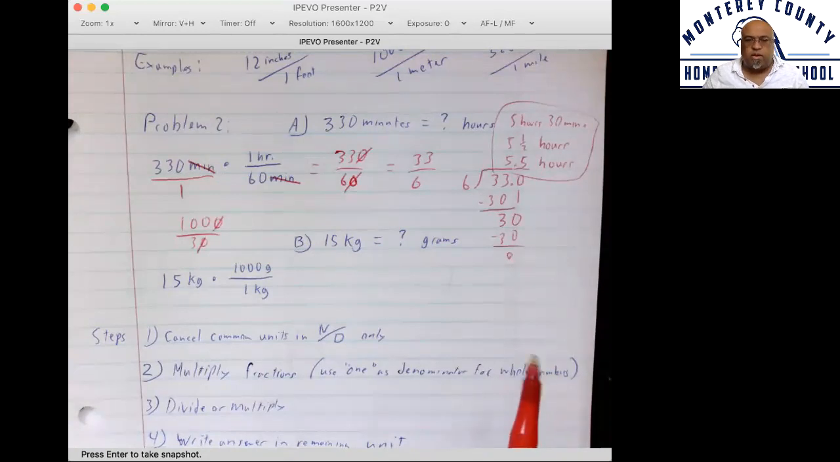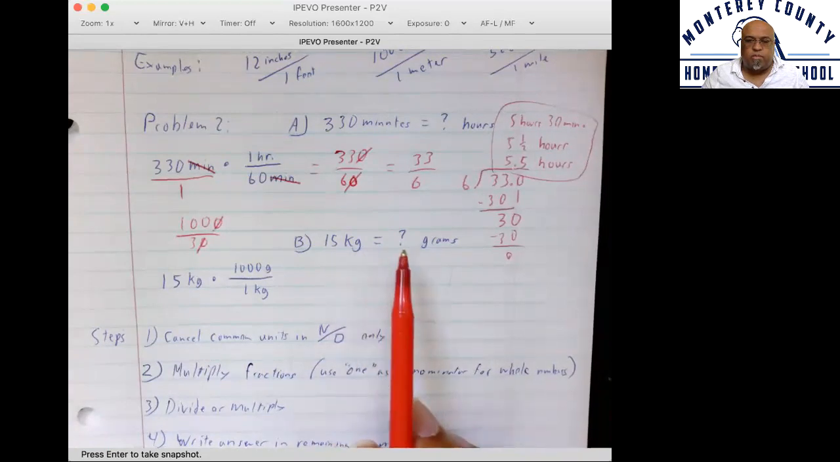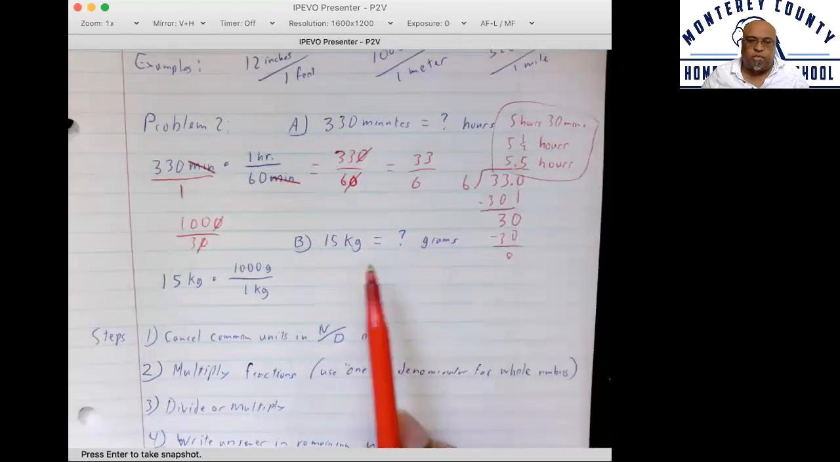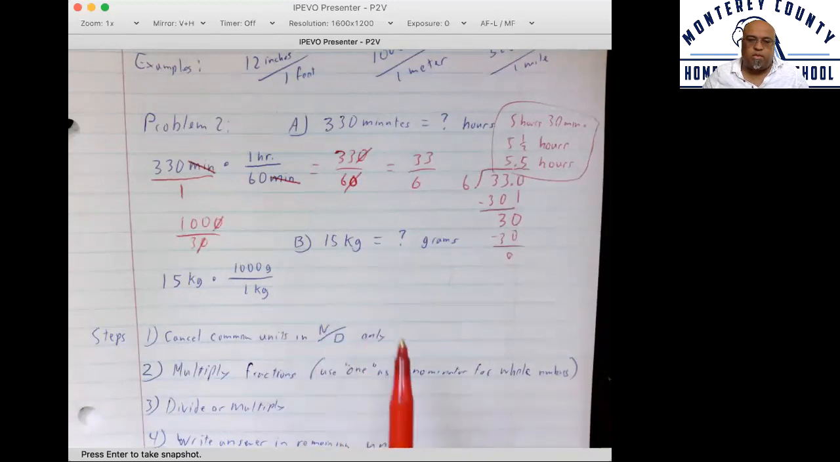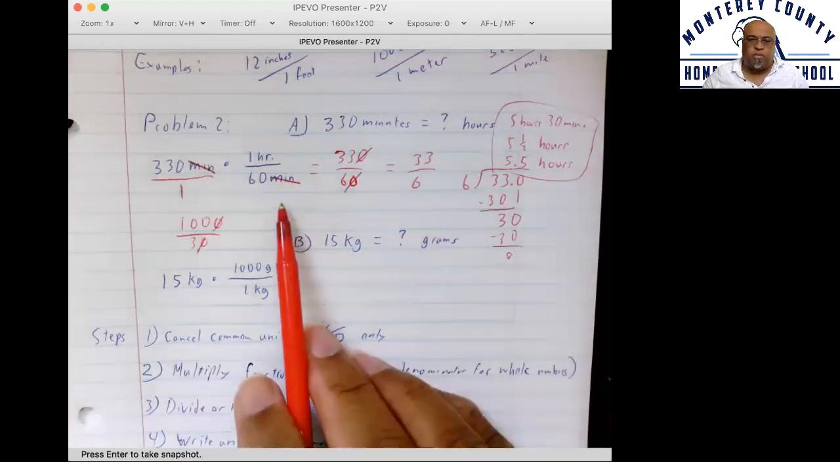Okay, let's go ahead and take a look at question B. 15 kilograms is equal to how many grams? So in this case, grams is what we're looking for. So let's go ahead and write grams as your numerator. Now in my conversion factor, since the thing I'm looking for is my numerator, then the other thing is going to be my denominator. So the question is, how many grams are in a kilogram? There's 1,000 grams in 1 kilogram, just like there are 60 minutes in 1 hour.